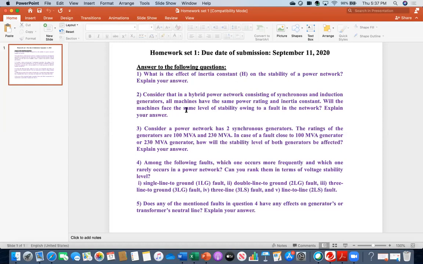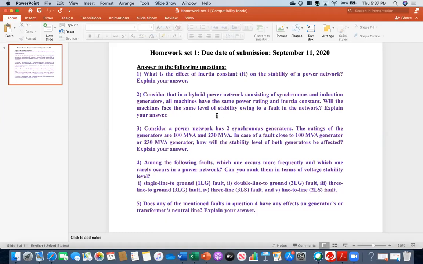The next one: consider that in a hybrid power network consisting of synchronous and induction generators, all machines have the same power rating and inertia. So assume that both synchronous and induction generators have the same rating, for example, 100 MVA, and the same inertia constant, for example, 2.5 seconds. So will the machines face the same level of stability owing to a fault in the network? So it is not the same.